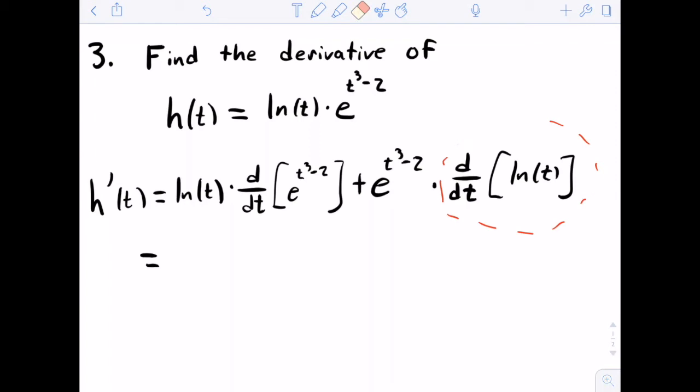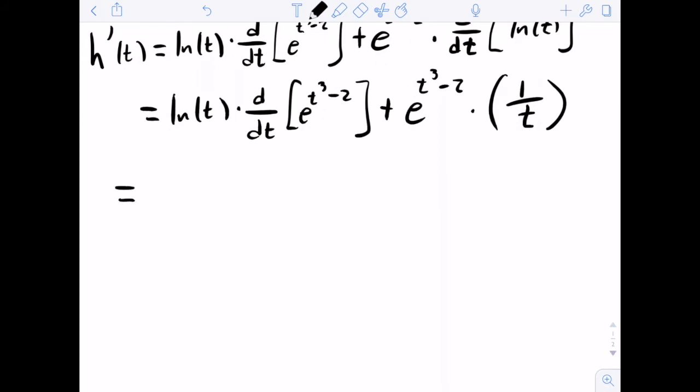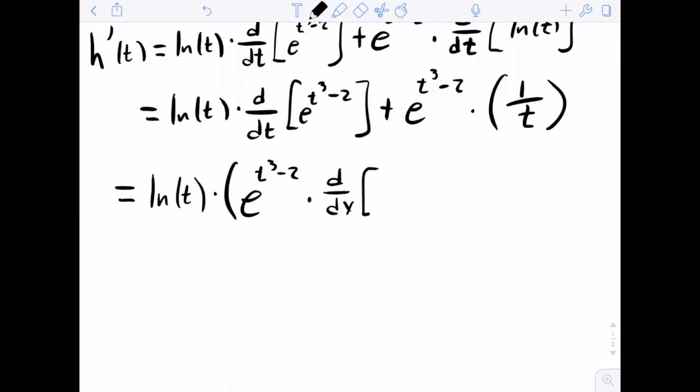Okay, so we can rewrite this thing fairly easily as the ln of t times, now I'll take the derivative of this later, so we'll say d by dt of e to the t cubed minus 2, plus e to the t cubed minus 2 times, and then the derivative of ln is 1 over t. Okay, so now the next bit, so we have this ln of t left, times, and then remember the derivative of e to a function is just e to the same function, but then you multiply by the derivative of the function that's at the top there.